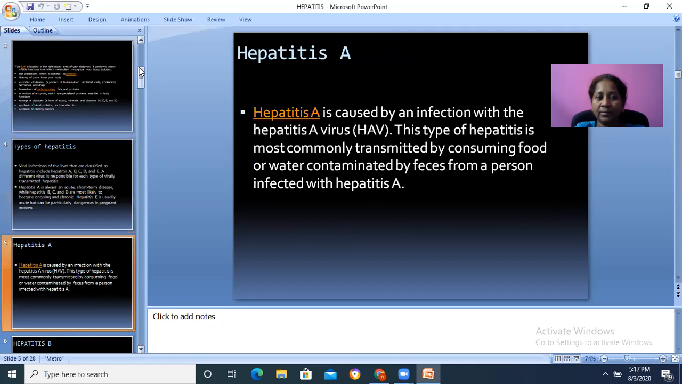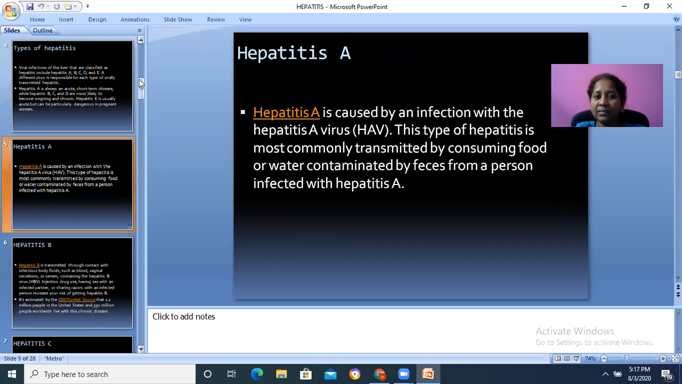Hepatitis A. Hepatitis A is caused by an infection with the hepatitis A virus, that is HAV. This type of hepatitis is most commonly transmitted by consuming food or water contaminated by feces from a person infected with hepatitis A.